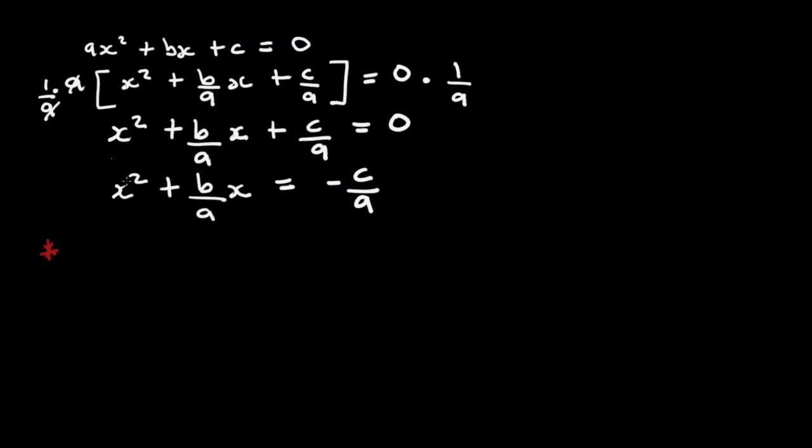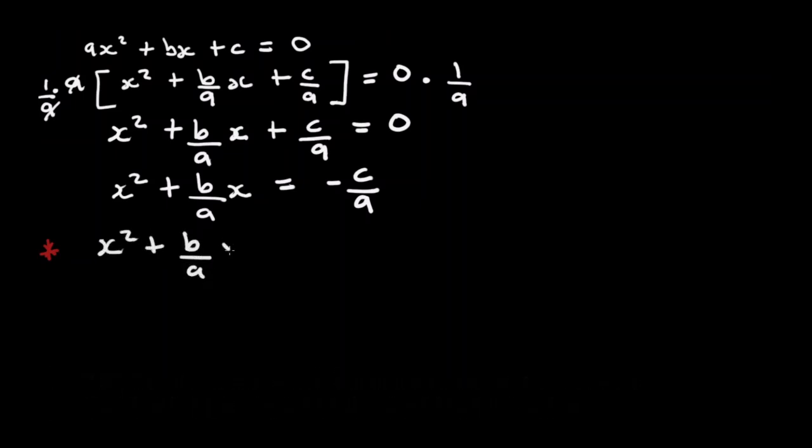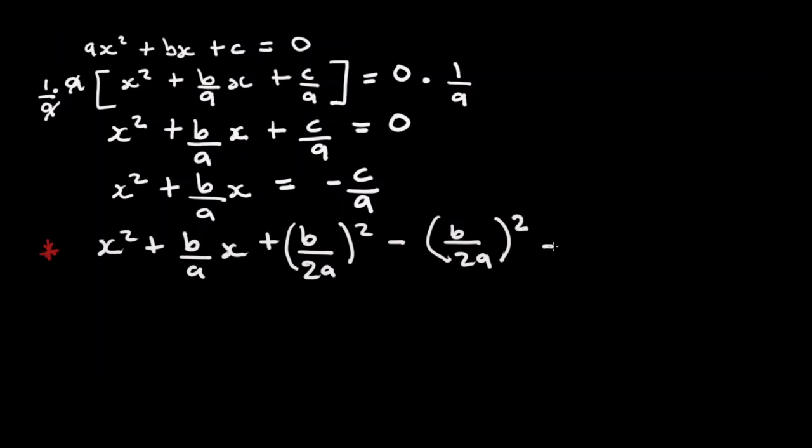What we do now is we are going to add half of the coefficient of x, squared, and immediately subtract it so as to maintain the value of the equation, equal to minus c over a. Take note, the coefficient of x is b over a. So it's half of the coefficient of x, which is half of b over a, that is b over 2a, squared. We add it on the left hand side and we immediately subtract it.